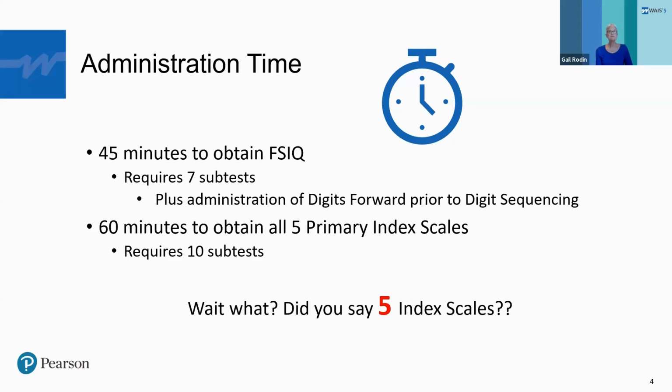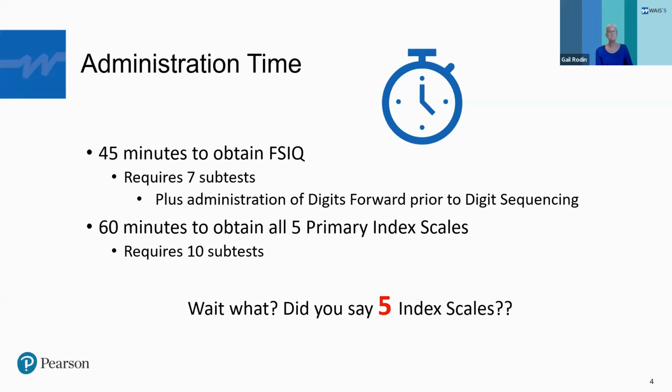You need to administer digits forward, even though it's not going to contribute to the full scale, because when we normed the test, we administered digits forward prior to digit sequencing. Digit sequencing will contribute to the full-scale IQ, so don't worry about it. Digits forward takes about 1 minute, but you do need to be sure to give it prior to digit sequencing so that you're doing things exactly the way we did them when we standardized the test.